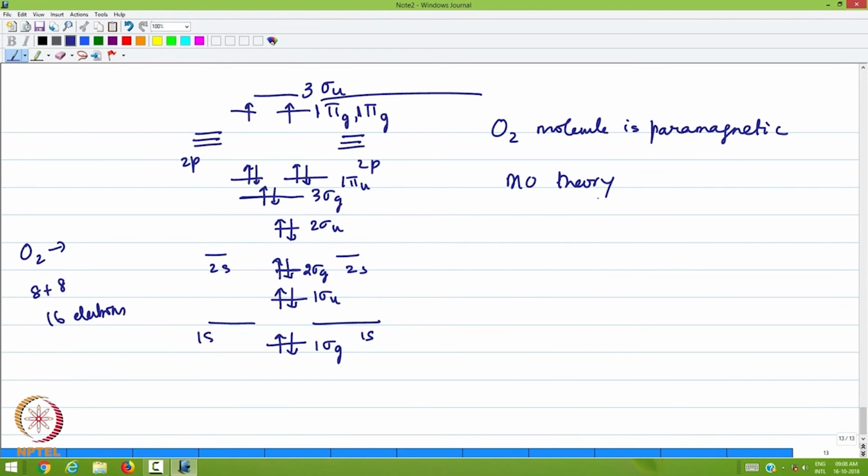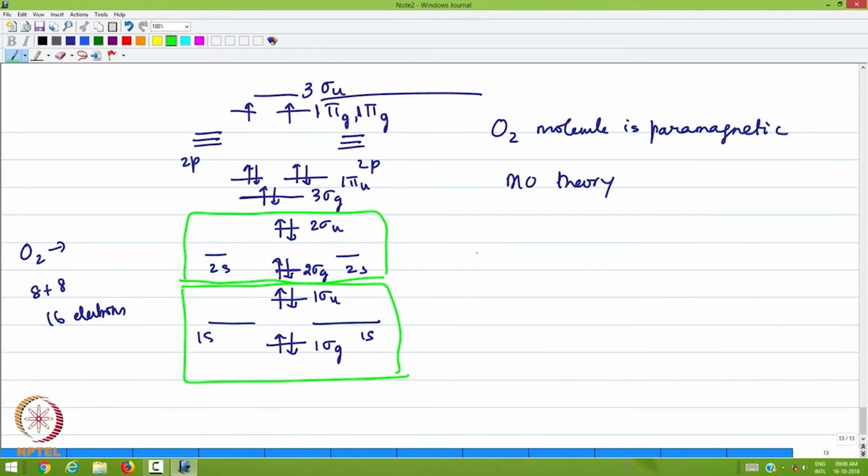you this particular feature, that the 2 electrons are in 2 degenerate orbitals, of course anti-bonding orbitals, but the system is net stable because you can see there is no net stability in this core. In this core there is no net stability, in this core there is no net stability, but here you have the net stability because 6 electrons are there in the bonding orbital and only 2 electrons are there in the anti-bonding orbital.